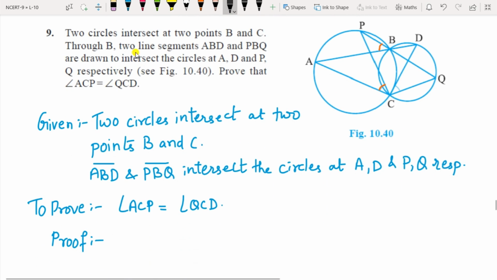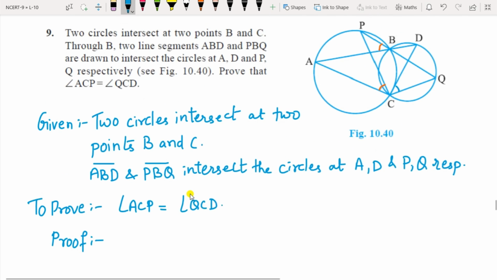Question 9 here is, two circles intersect at two points B and C, and through B, two line segments ABD and PBQ are drawn to intersect the circles at A, D and P, Q. Prove that angle ACP is equal to angle QCD. So ACP is equal to QCD, these two are equal, that you have to prove.